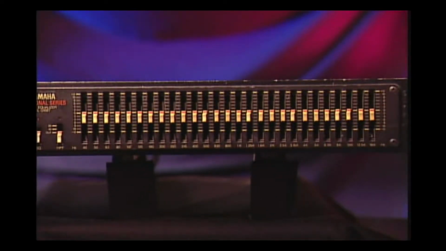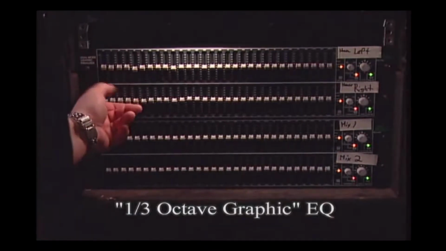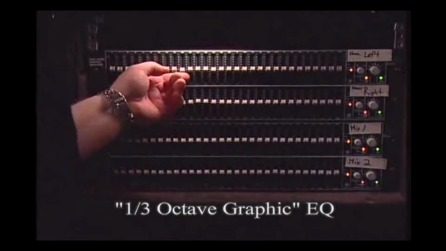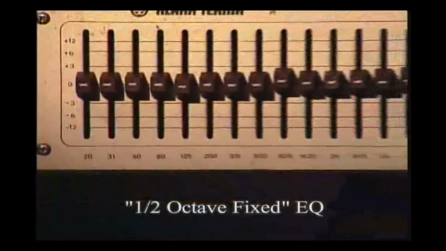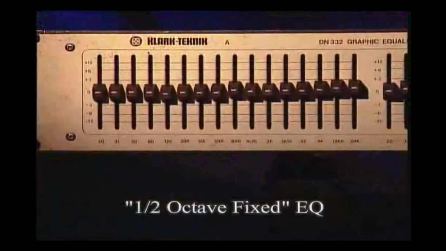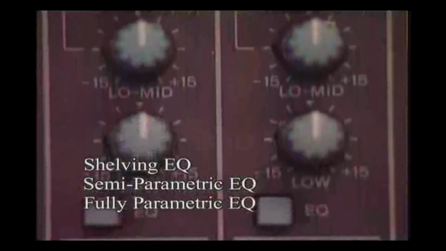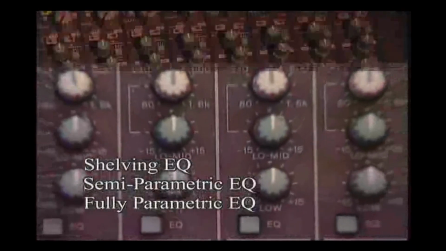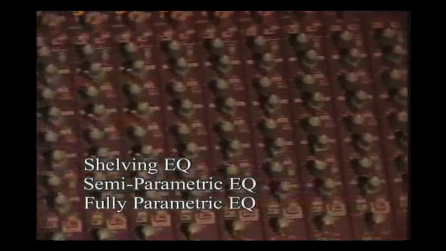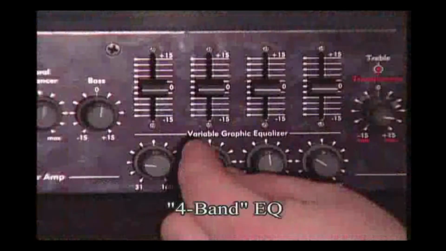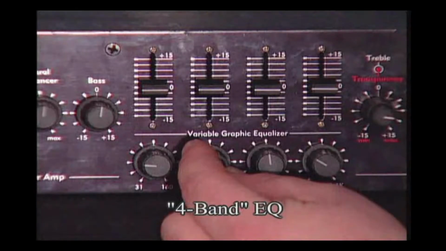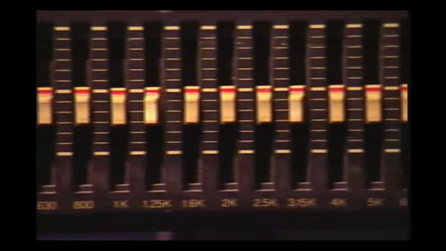Equalizers are at work everywhere within a sound system. You may have a 1/3 octave graphic equalizer on the house mains. On the monitor system, you may be using a 1/2 octave fixed EQ. The EQ section of your audio mixer probably contains shelving EQ, semi-parametric, or even fully parametric EQ. The tone controls on the bass player's amplifier may be a 4-band EQ. Equalization lies at the heart of sound reinforcement, and it's important to become familiar with equalizers and how they work.